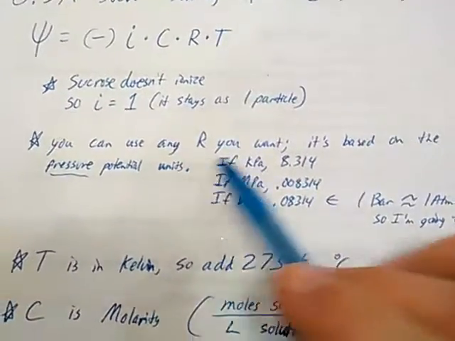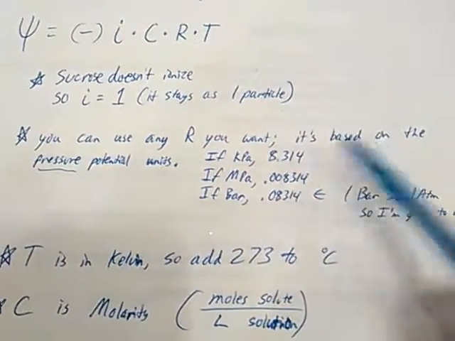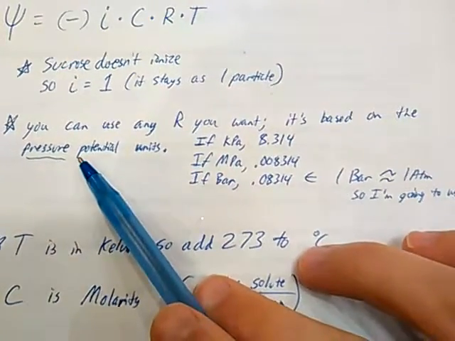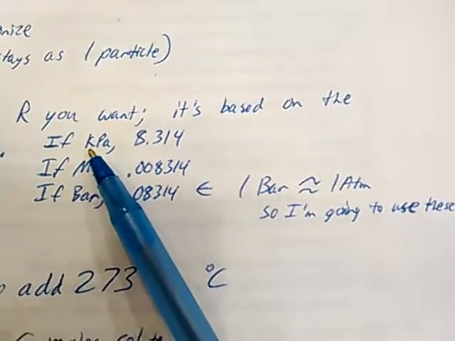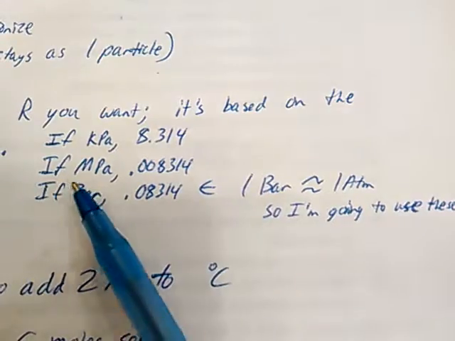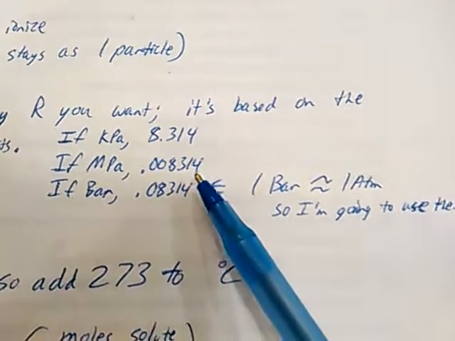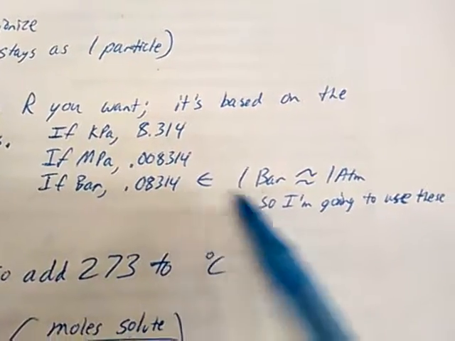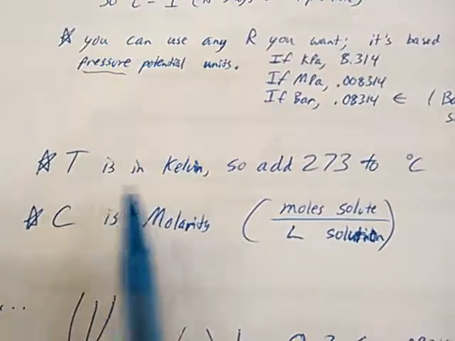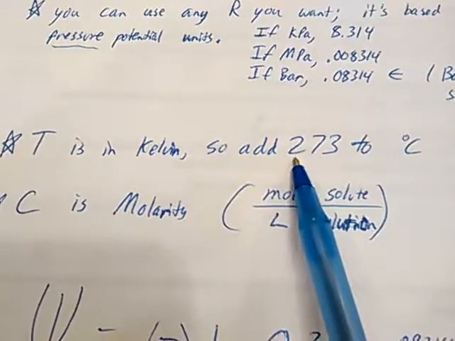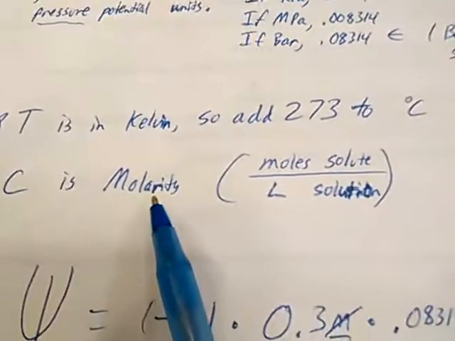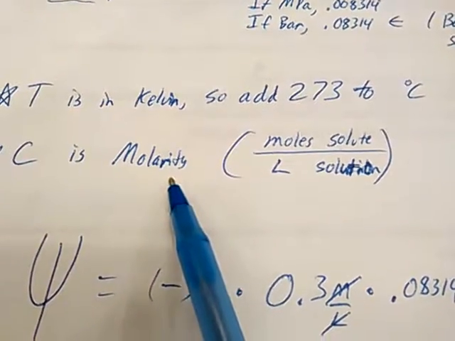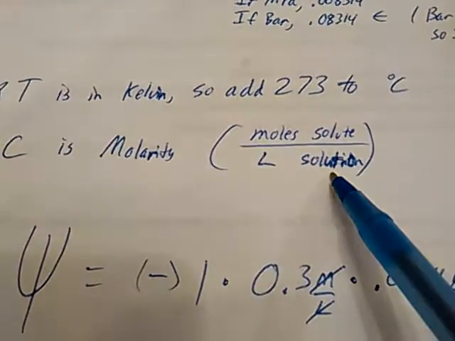A reminder on here, you can use any R value you want. It's based on whatever pressure units you're using in the problem, but here they are. So if it's in kilopascals, you would use 8.314. If it's in megapascals, you'd use 0.008314. Bars is the one we're going to use because 1 bar is approximately 1 atmosphere. Temperature is going to be in kelvins, so remember to add 273 to your degrees Celsius value. And the concentration is measuring molarity, which is moles of solute per liters of solution.